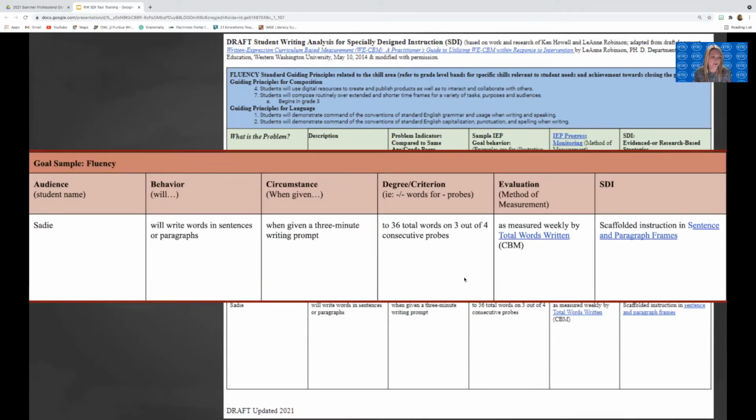This is an example of a fluency goal. And again, these are samples. You don't want to copy and paste these into your IEPs because you want to make sure that it fits your student. But we did want to give you a sample to look at. And this fits the A, B, C, D, E, and F. So you can look here, and each category has an example of a goal.